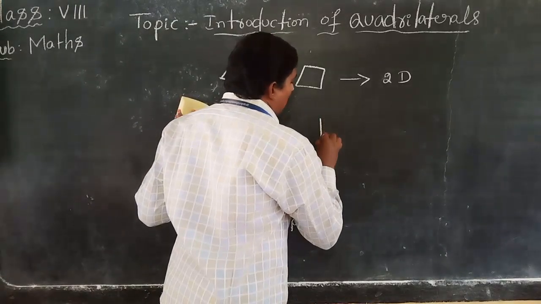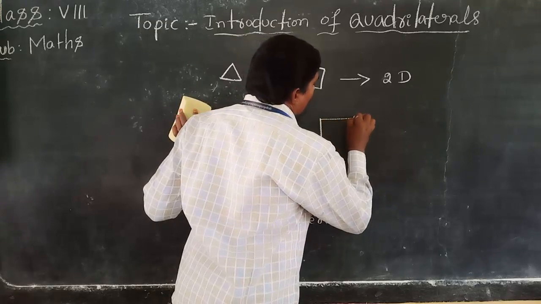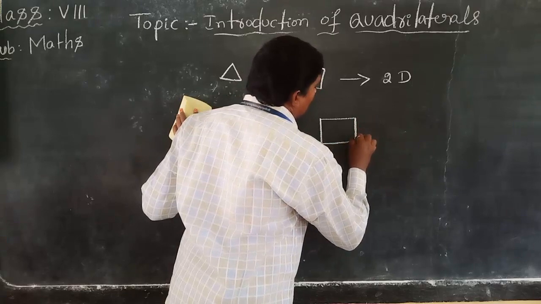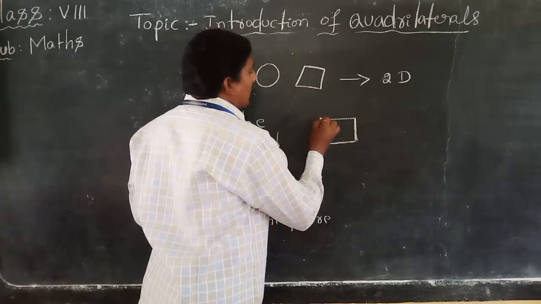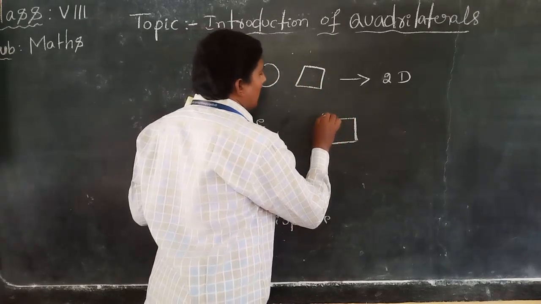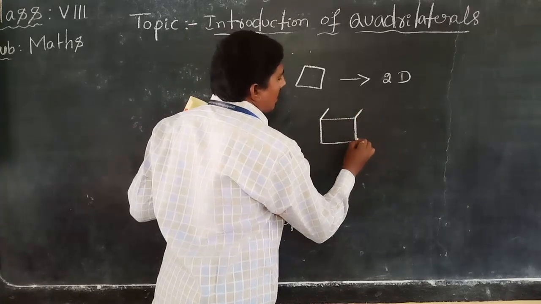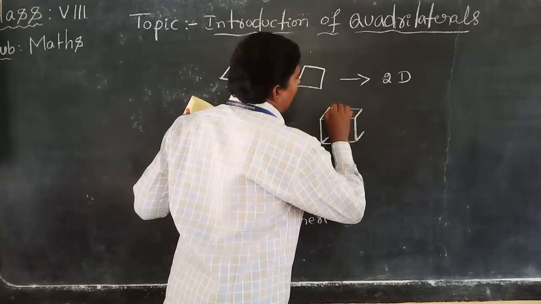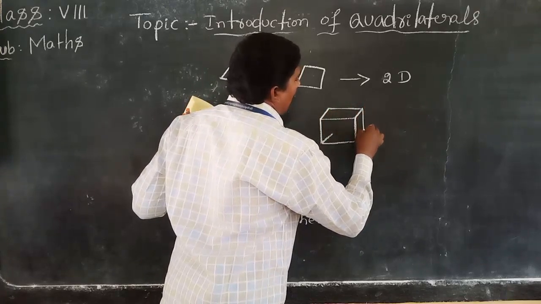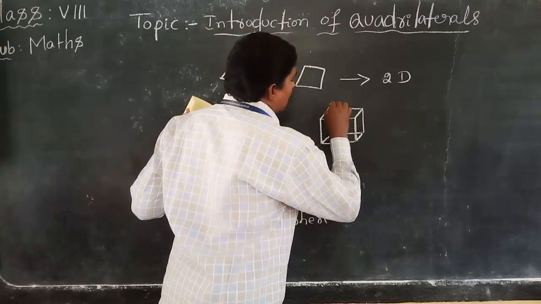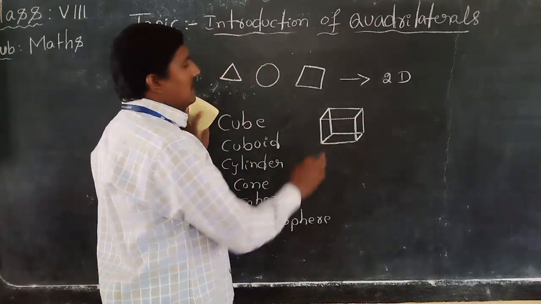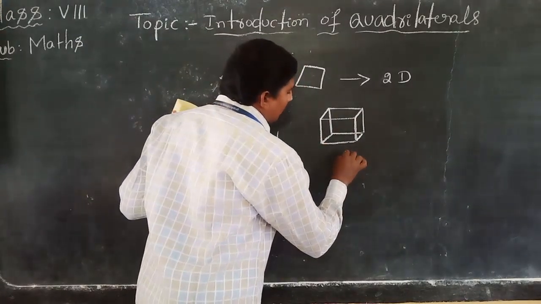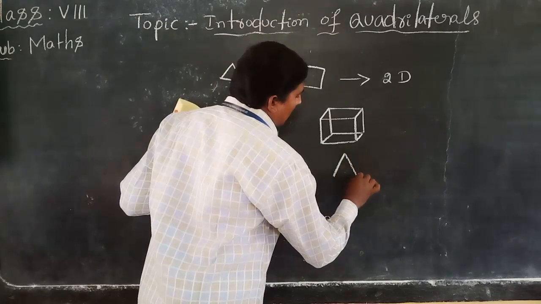We will take one cuboid here. Actually, those are not possible to draw on the board, but we are taking it like this. They have length, breadth, height also. So this is a cuboid. Like that, a cylinder, cone.